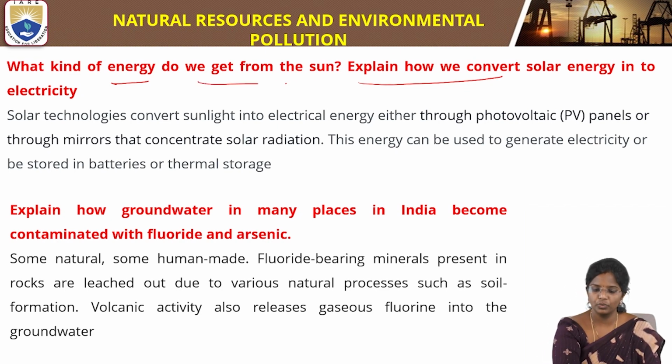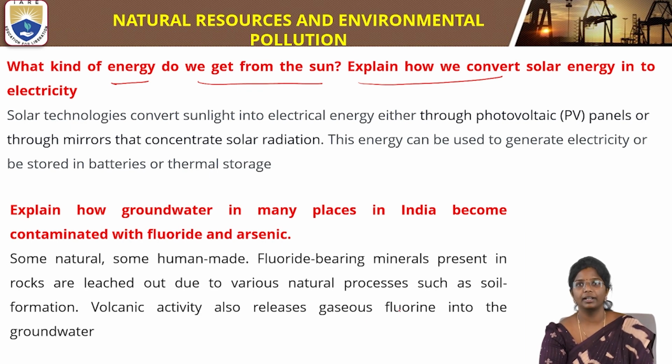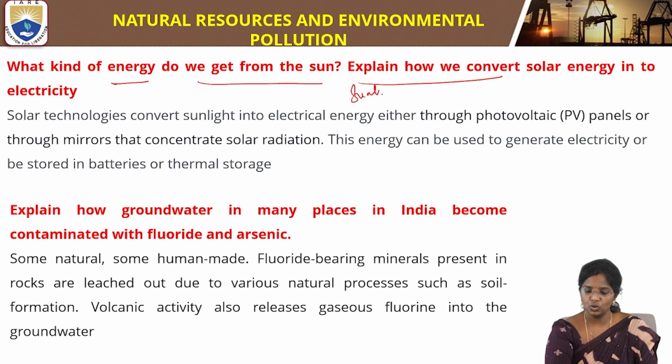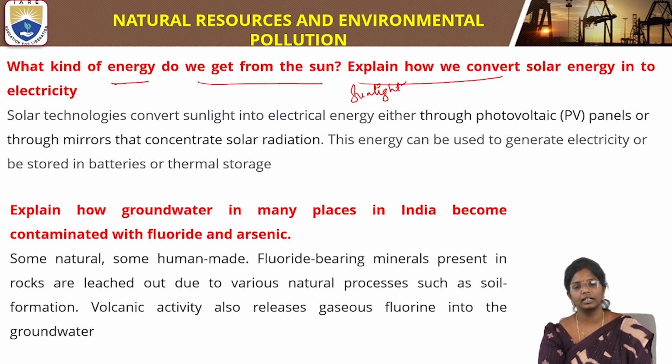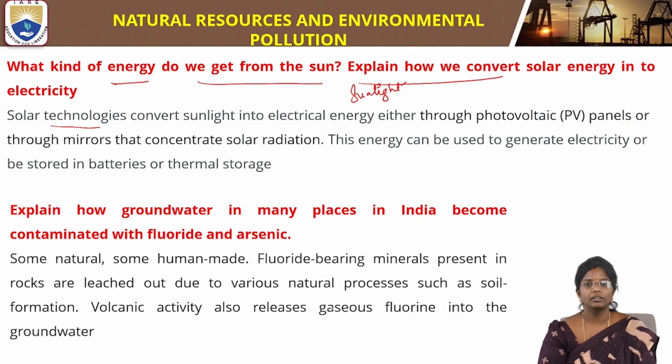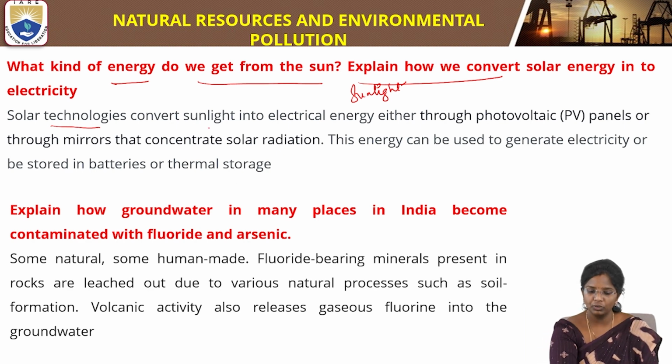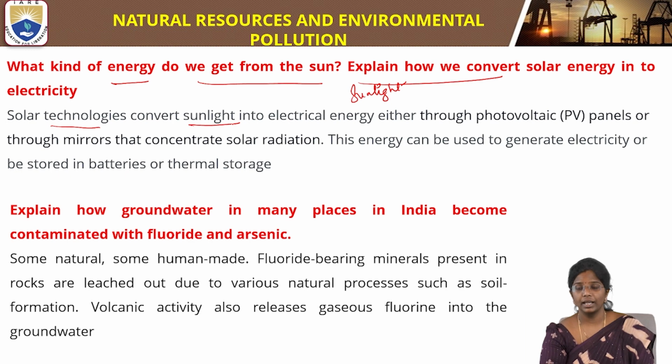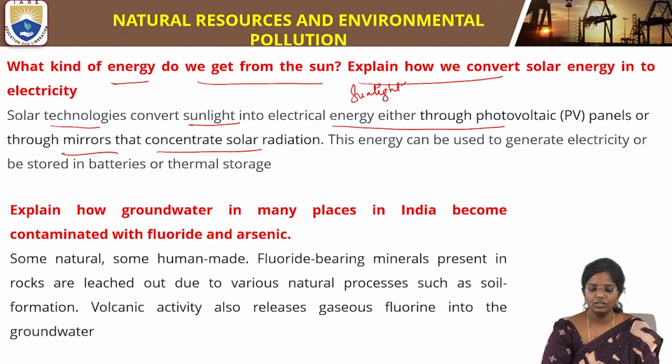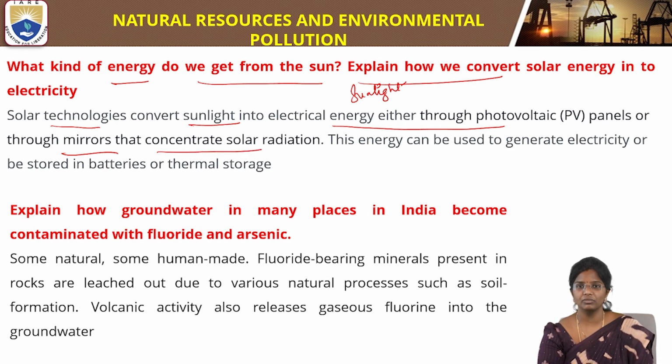So what kind of energy do we really get from sun that we are exposing daily? It is the sunlight. So sunlight has a lot of energy that can be used for generating electricity. So solar technologies, the photovoltaics, work on the principle of photoelectric effect, so that converts the sunlight into electrical energy through these photovoltaic panels and through mirrors that concentrate solar radiation. So there are two types of converting this solar energy into electricity and also thermal energy. So in this way we use it for different applications and generate the electricity.